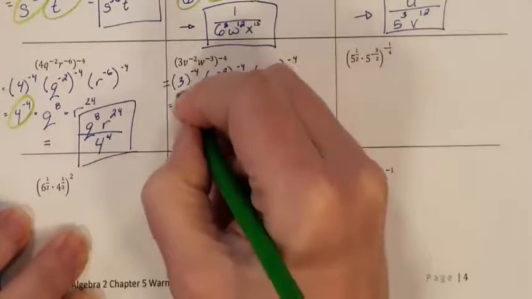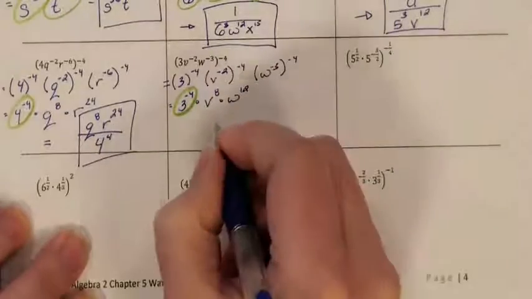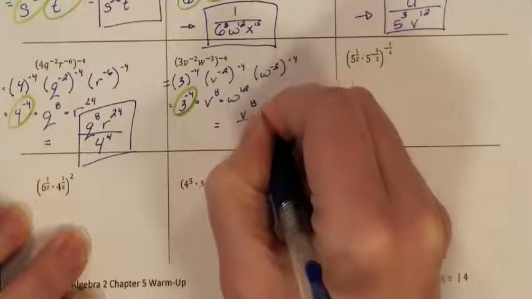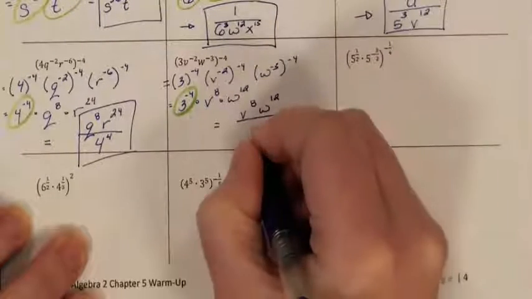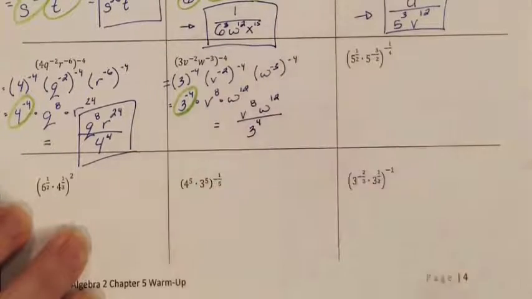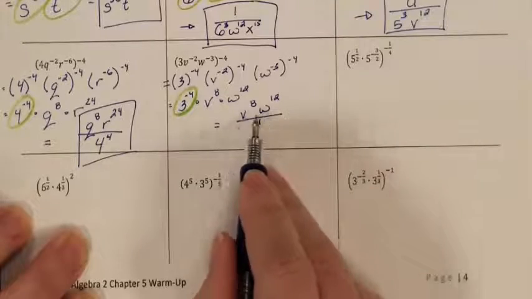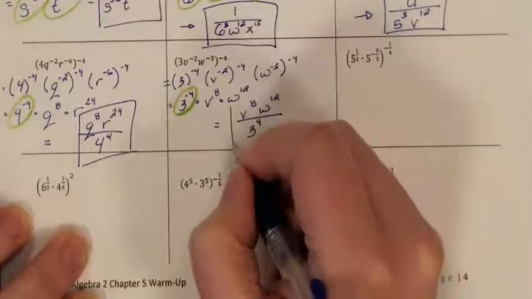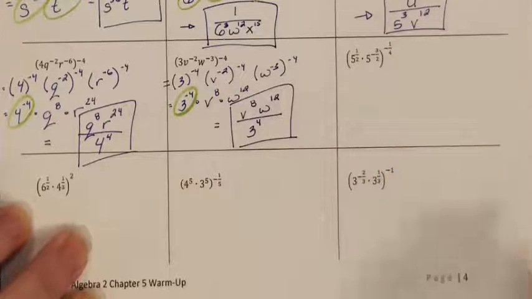Only negative exponents need to move. So my V and my W are fine. So V, W, my 3 needs to move. When it moves, it needs a positive power, making sure your variables are in alphabetical order. U, V, W, X, Y, Z, it is in alphabetical order, so I'm done.